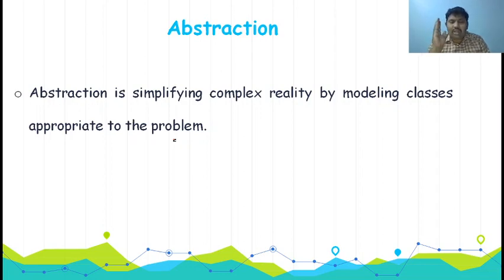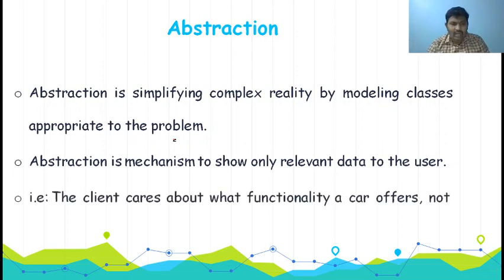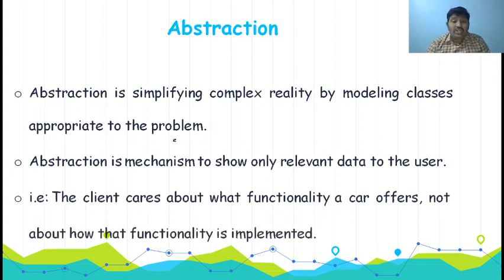So abstraction is all about hiding the internal data. A complex mechanism is hidden, and we give a simple interface for that particular complex mechanism. Abstraction is a mechanism to show only relevant data to the user. I will show an example in the next diagram, then you can understand. The client cares about the functionality that the code offers, not about how that functionality is implemented.